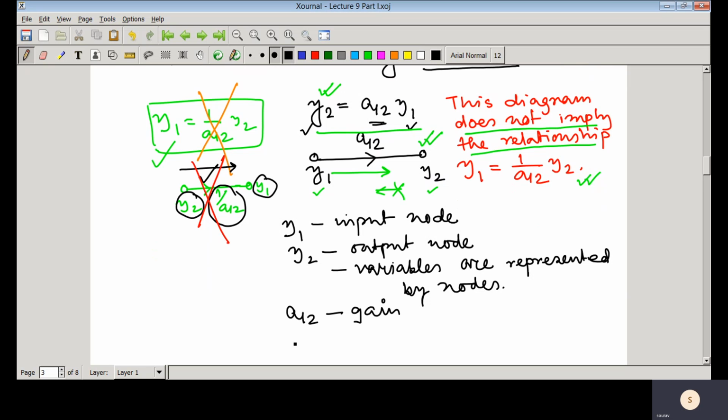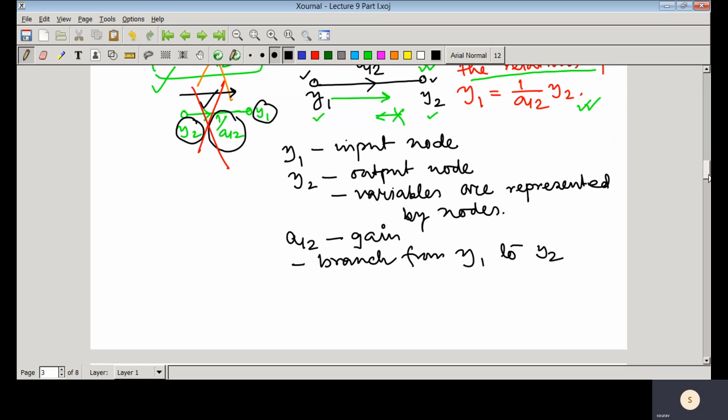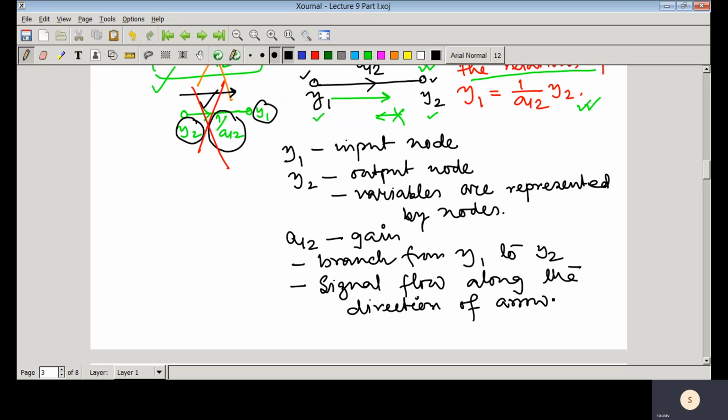And here the branch from Y1 to Y2. So this is one branch, and that branch gain is A12. And as I have pointed out here, this is very important, that the signal flows along the direction of arrow only.